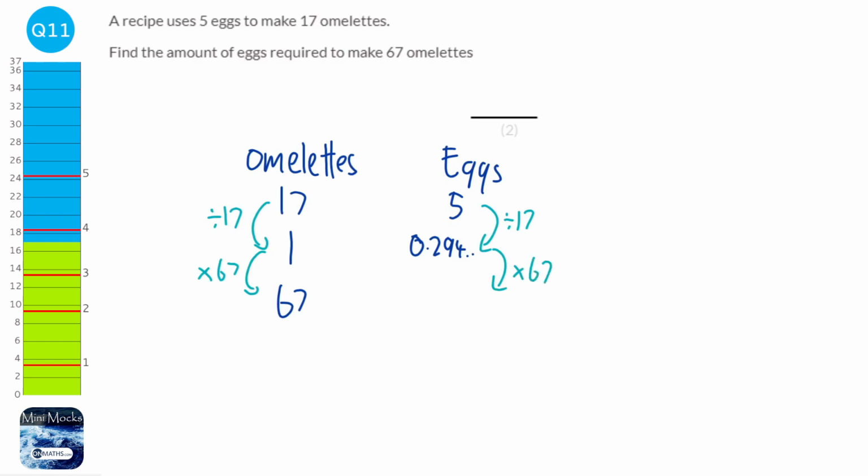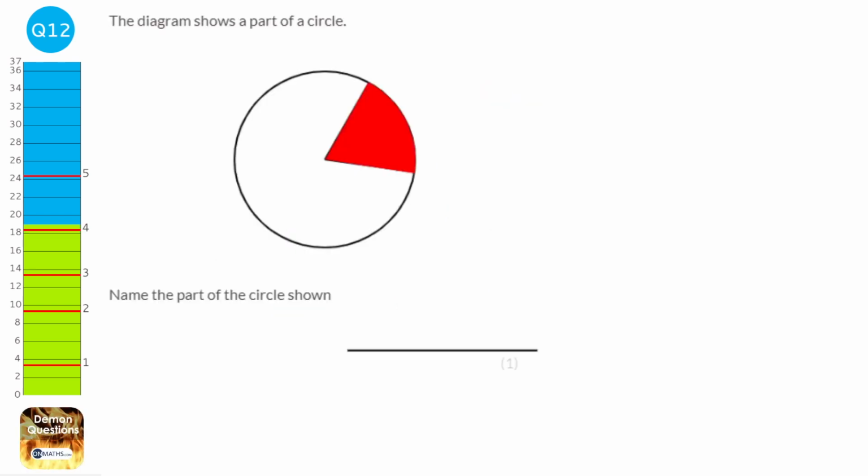And we get 19.705 blah blah blah. Now, you can't get 0.705 of an egg. We always round with eggs. And we always round upwards, because if you need 19.7, 19 won't be enough, so we need to pick 20 eggs. So you do need to know the parts of a circle.